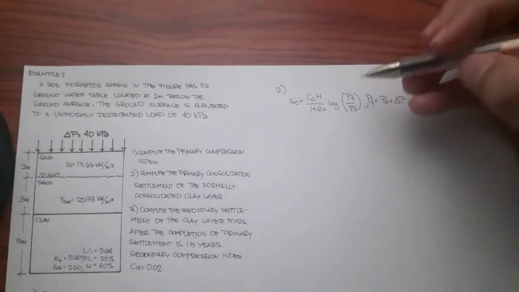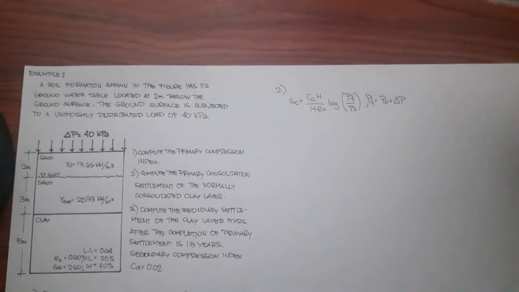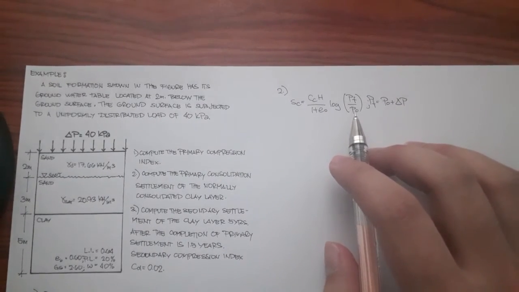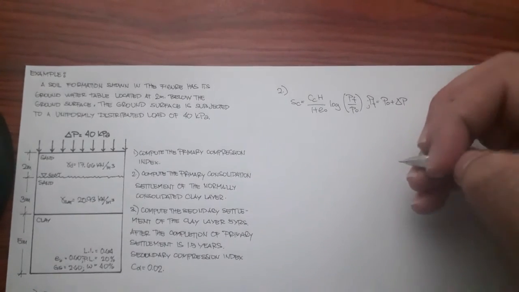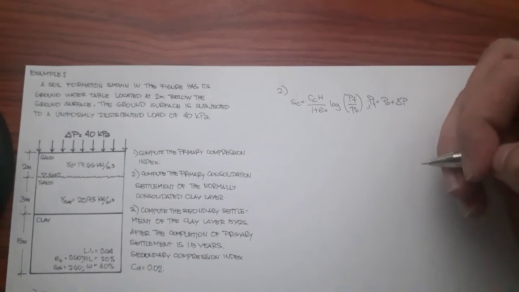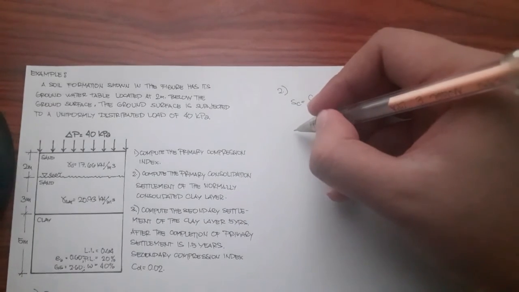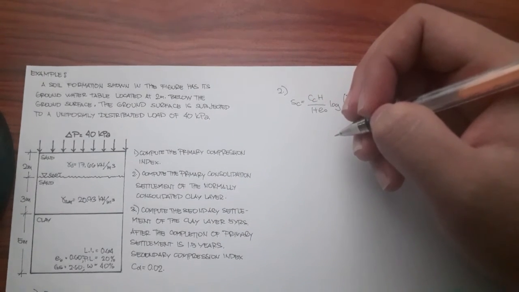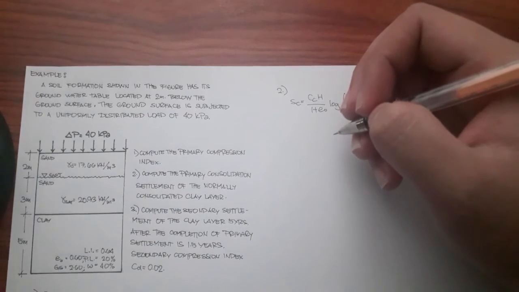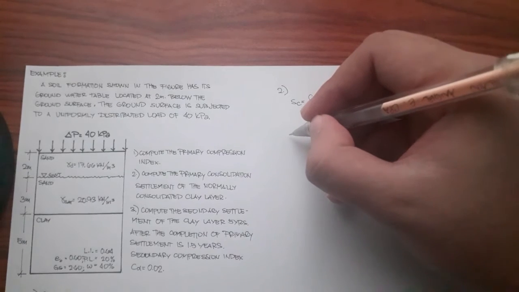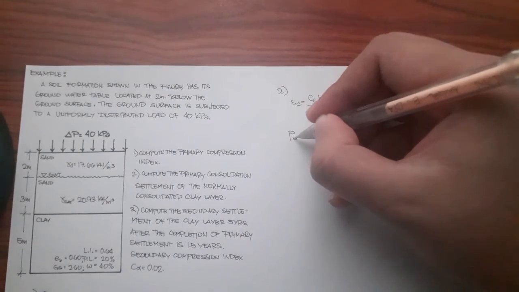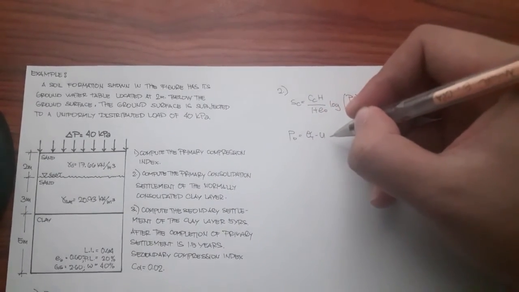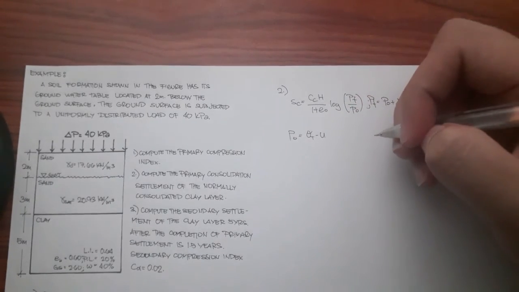And since the values in our formula are already given except for the PO, we need to find PO using the process of finding the effective stress. Recall that the effective stress, which we are going to denote as PO, is equal to the total stress minus the neutral stress, or the neutral pressure.